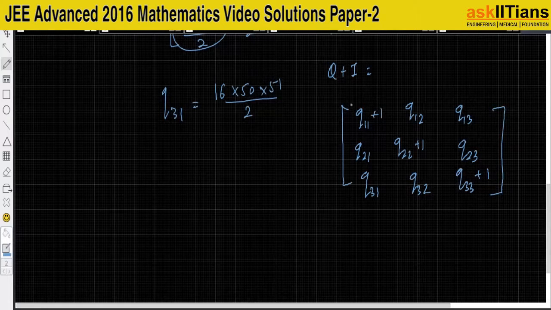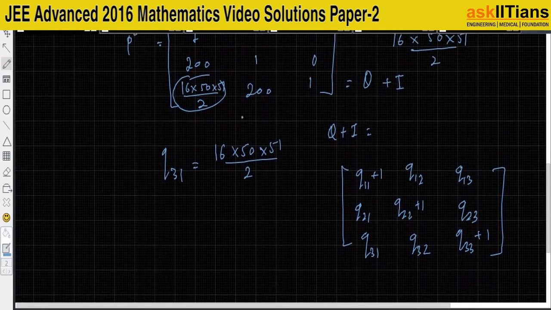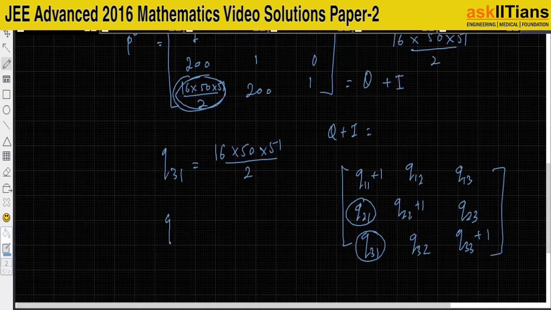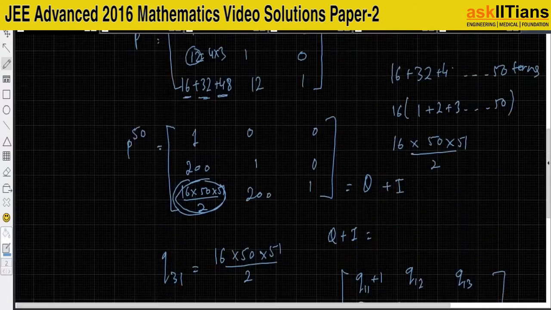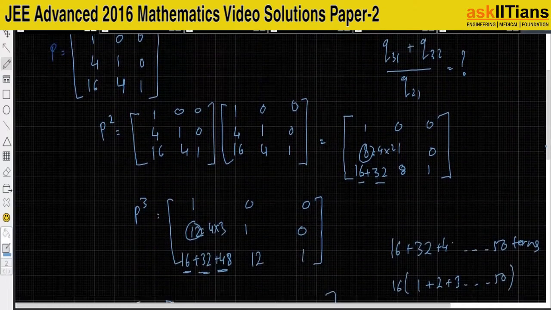This will be matrix Q plus I, and I am comparing this matrix with P power 50. So Q31 will be equal to this term. Now I have to find the value of Q21 also. Q21 will be equal to 200. I also need to find the value of Q32, which will again be 200. Now I need to find the value of Q31 plus Q32 divided by Q21.